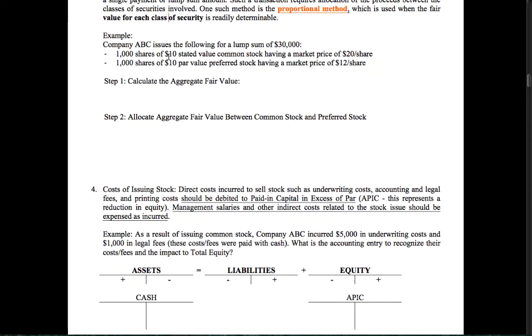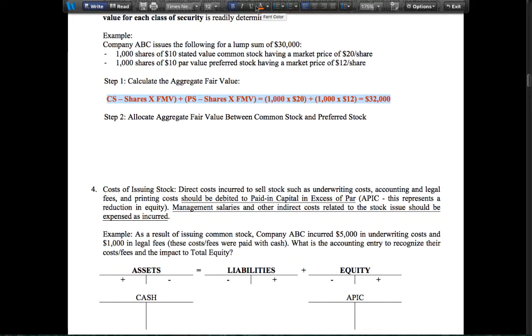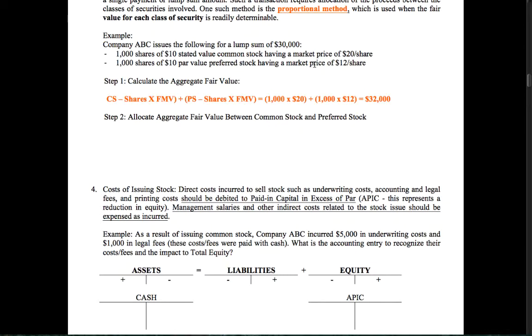Going into our example, Company ABC issues the following for a lump sum of $30,000. They issued 1,000 shares of $10 stated value common stock having a market price of $20 per share, and they issued 1,000 shares of $10 par value preferred stock having a market price of $12 per share. The easiest way to look at this is in a two-step method. First, you need to calculate what the aggregate fair value is. If you multiply the fair value of each share together, what is the total fair value amount?